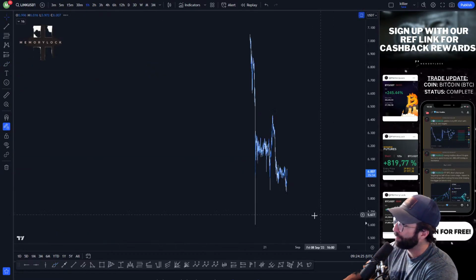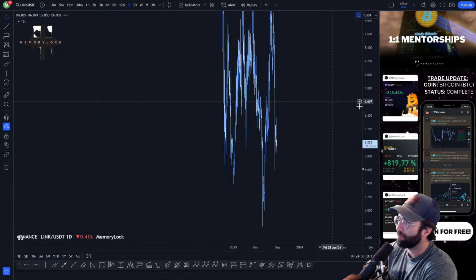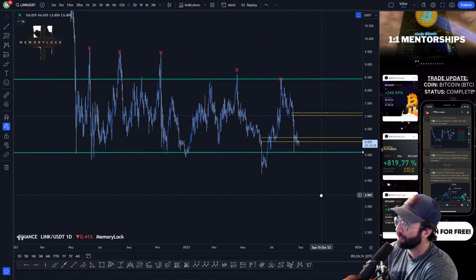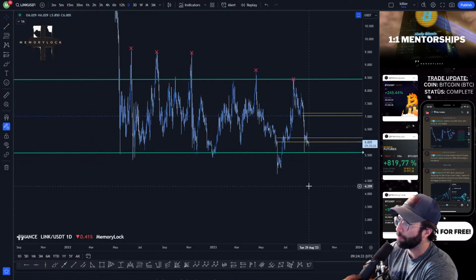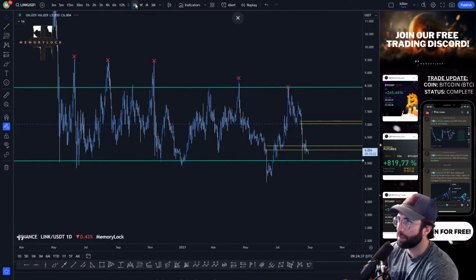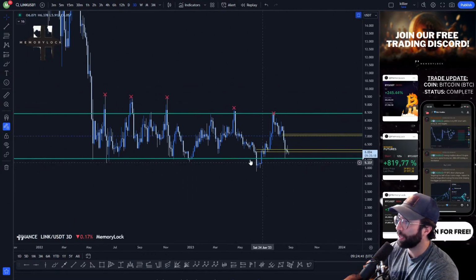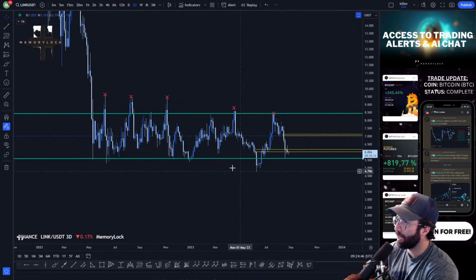Taking a look at Link, I've really just wanted to long Link for quite some time. And I've been stopped out a couple times trying to long it locally. Anyway, if we go ahead and look at Link on a higher time frame here, we'll go to a 3-day. We can see that we are in this massively respected sideways channel, where price is trading back and forth between the high and the low.